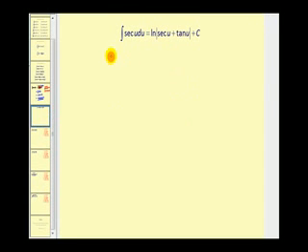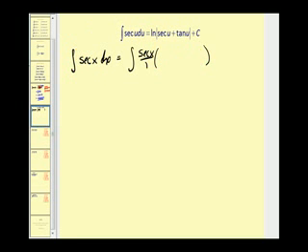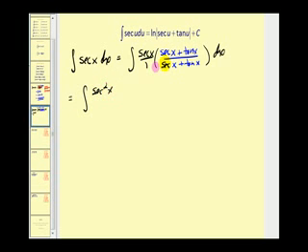Let's go and take a look at this integration formula. This one's a little more involved. Let's see if we can come up with it. Let's take a look at the indefinite integral of secant x. Let's put secant x over 1, and we're going to multiply the numerator and denominator by secant x plus tangent x. So let's go ahead and multiply this out. We'd have secant squared x plus secant x tan x all over secant x plus tan x.